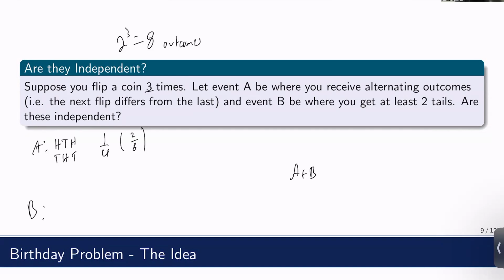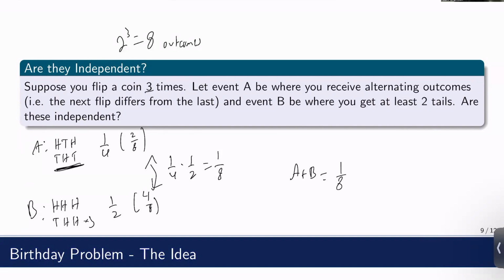For event B, getting at least two tails, let's get rid of all the events that don't have at least two tails. So heads, heads, heads, and all combinations of tails, heads, heads. So there's four. Probability of this is 1/2 or 4/8. So if we multiply these together, 1/4 times 1/2 is 1/8. For A and B, there's only one outcome where it has at least two tails and alternating, and we've outlined it right here. So the probability of that is also 1/8. And because these are the same, these two events are independent.